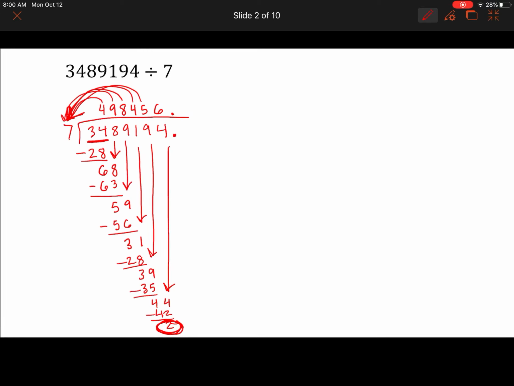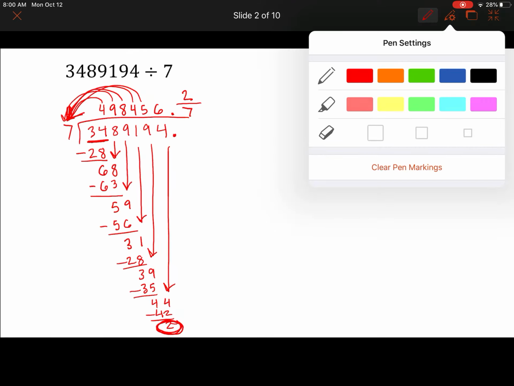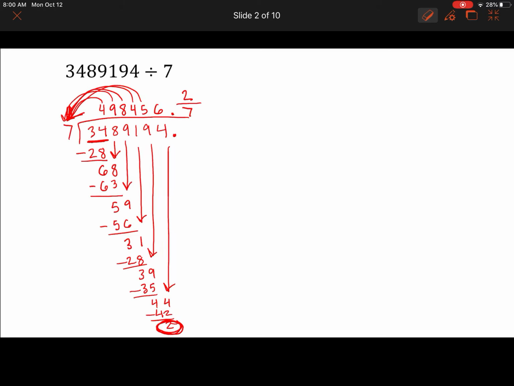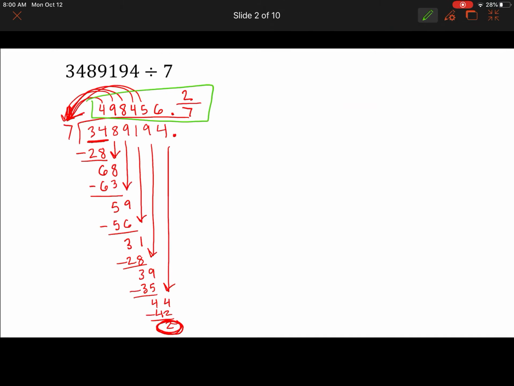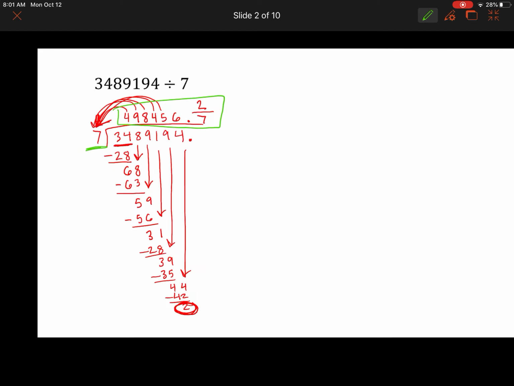Whatever you have as your remainder, at the end of our number, since it didn't divide evenly, I'm just going to put 2 divided by 7. Ignore the decimal. So my final answer is this number, with 2/7 at the end, because 2 was my remainder. I just put 2 divided by whatever I'm dividing by over here. It didn't divide evenly, so I'm just going to say that it's still being divided by 7. And that's my final answer.